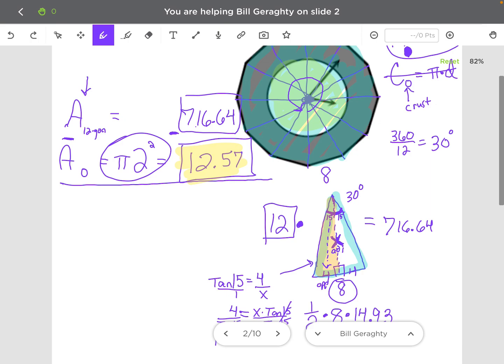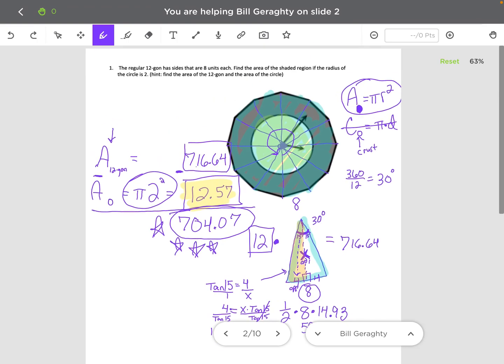And we're subtracting the area of the circle, okay? So your overall area of the shaded regions should be 700 and about 11. So let's actually type this in though. 716.64 minus 12.57, which represents the area of the circle, and I'm getting 704.07. Did I say 711? Because I'm crazy. Okay, so this is the final answer right here. That is the area of the shaded region.